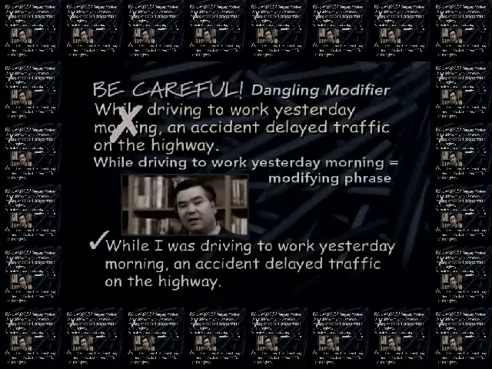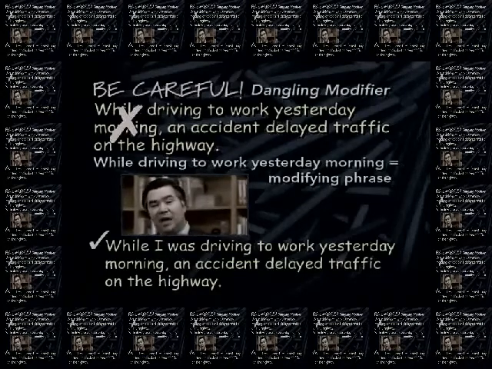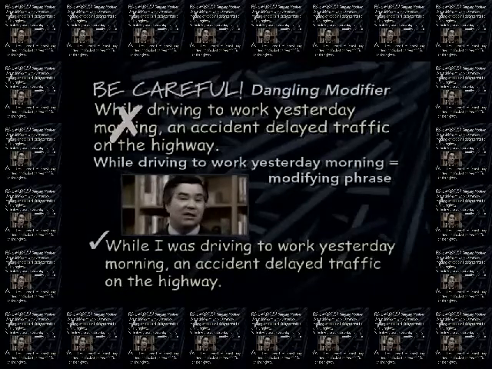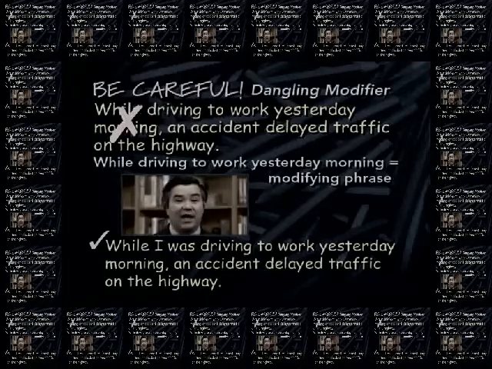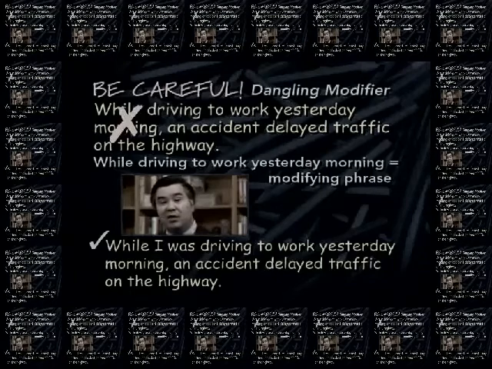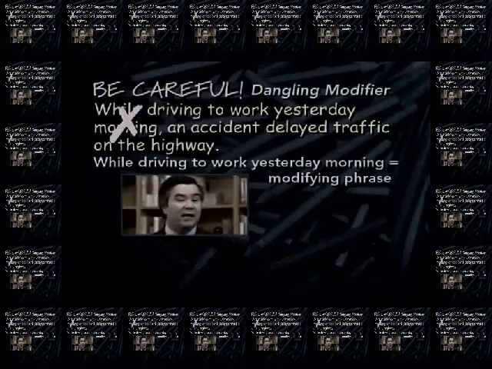Notice that we've now taken the modifying phrase, while driving to work yesterday morning, and turned it into a clause with the complete subject and verb, I was driving, while I was driving to work yesterday morning. Notice that it's no longer unclear who is being referred to in that phrase, driving to work yesterday morning. Now it's obvious that I'm the one who is doing the driving, and therefore turning this into a subordinate clause makes it perfectly clear and solves the problem of the dangling modifier.